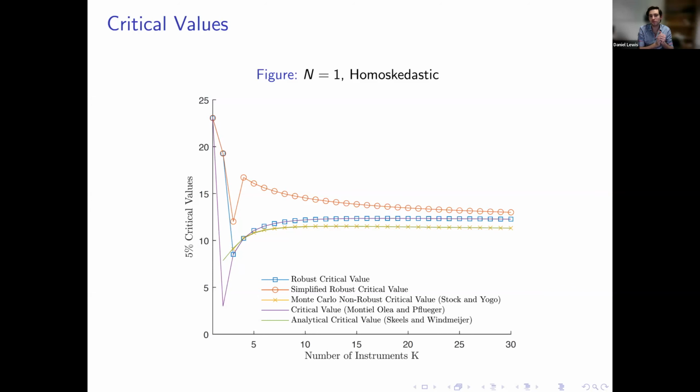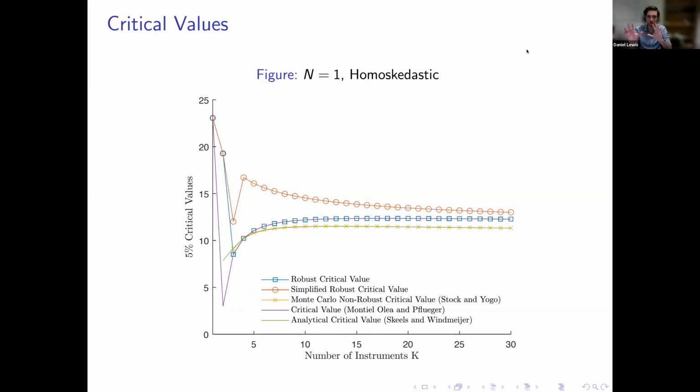In yellow, you can see the critical values from Stock-Yogo, and in green, you can see some more recent critical values from Skeels and Windmeijer that are computed analytically. You can see that our critical values agree, with one exception, perfectly with those from Montiel-Olea and Pflueger, and the Stock-Yogo critical values agree, essentially perfectly, with those from Skeels and Windmeijer.